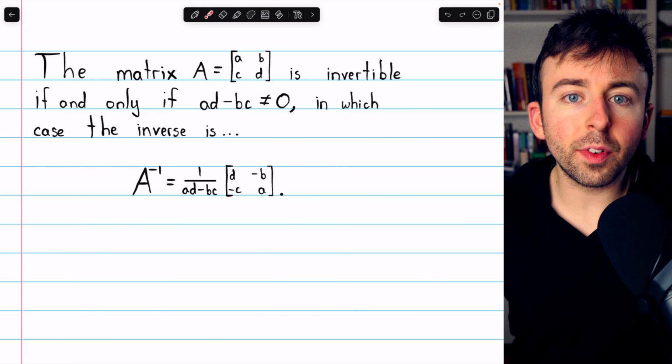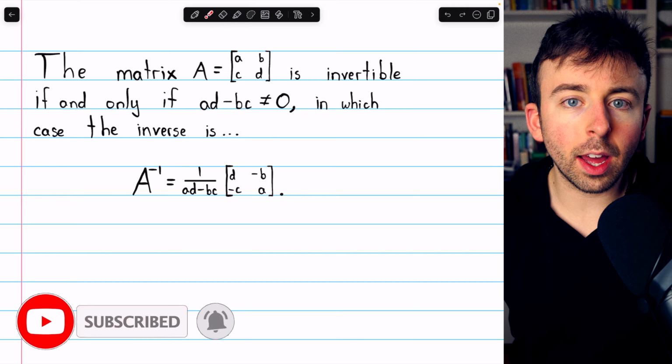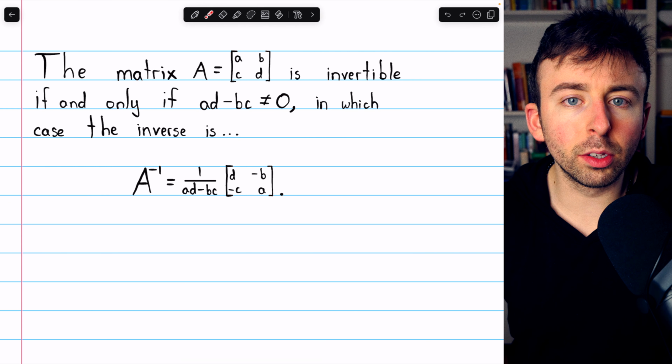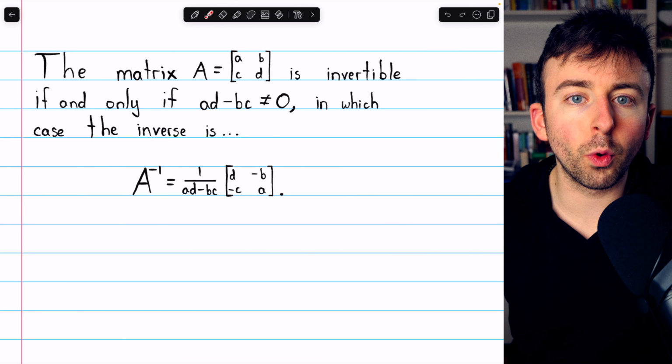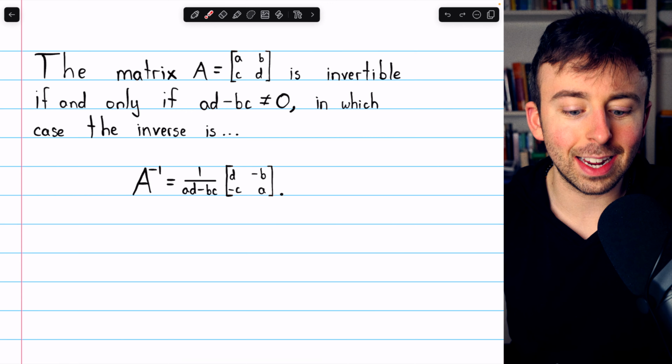Let's go over how to find the inverse of a 2 by 2 matrix. We'll look at the formula, verify the formula, and then do a couple of examples. I'll leave a link in the description to a lesson where we prove this formula for the inverse of a 2 by 2 matrix if you're interested in that.